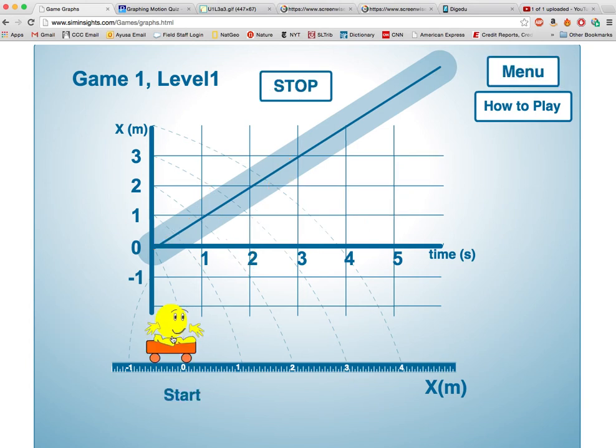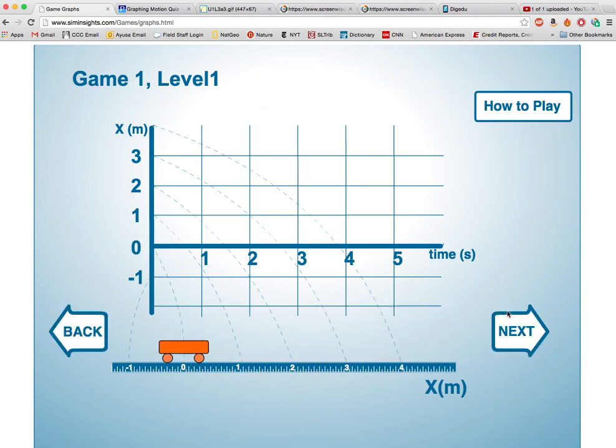So I'll try again, and I want to try and recreate this one here. So I'm going to try and move the guy to stay within those light blue boundaries. And look at that, I did it. I'm really good at this game.